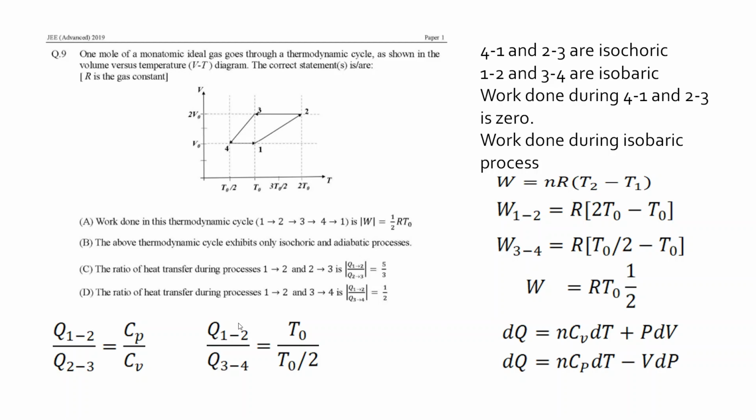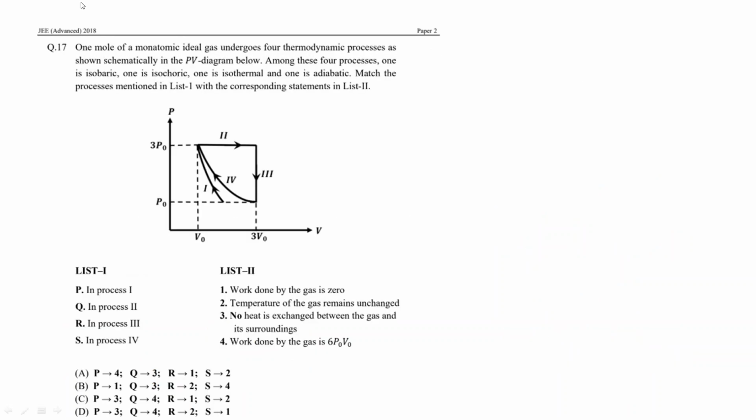So in this question, the correct options are option A and option C. Now this is a JEE Advanced 2018 question, so let us read the question. This question is a match type question. 1 mole of a monatomic ideal gas undergoes 4 thermodynamic processes as shown schematically in the PV diagram below. Among these 4 processes, one is isobaric, one is isochoric, one is isothermal, and one is adiabatic. Match the processes mentioned in list 1 with the corresponding statements in list 2.